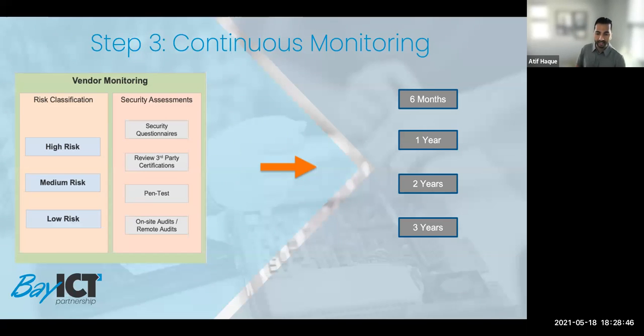If it's a significant high-risk vendor, you may deem that it's necessary to conduct an on-site audit or a virtual on-site audit. So that's the idea here, to perform more of a continuous monitoring.